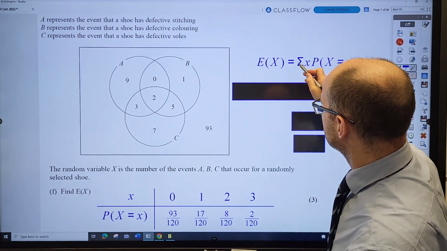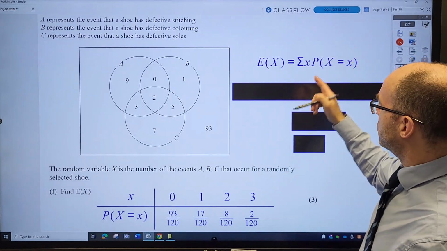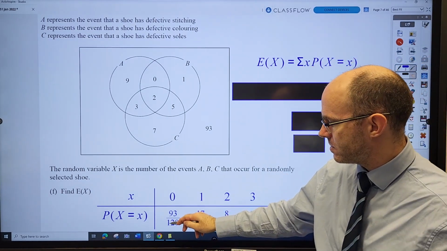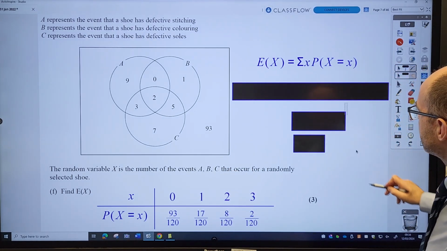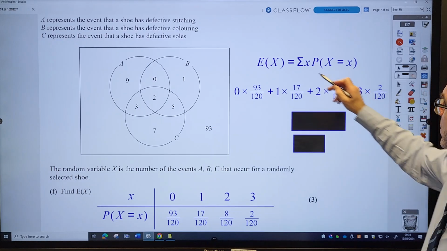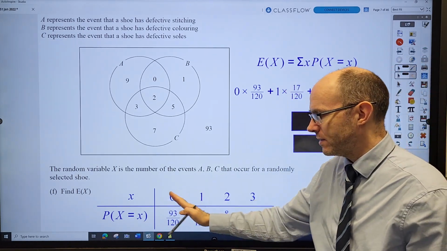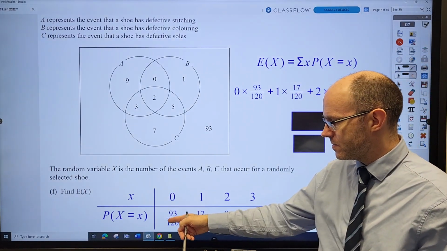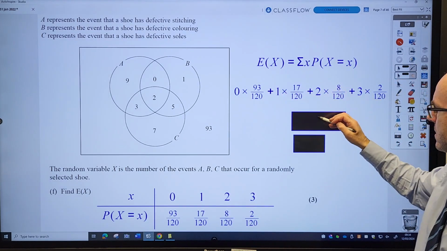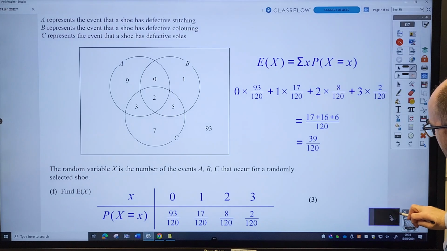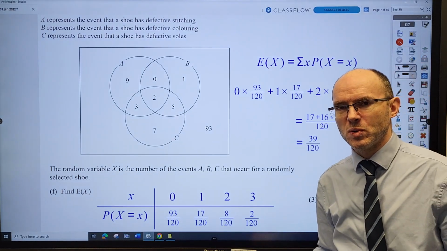Back to this. So to work out your expected value, you're going to do that times that, plus that times that, plus that times that, plus that times that. That's essentially what this formula means. The sigma means you add those together. You do a summation of that times that, plus that times that, plus that times that, and so on. So you just got to work out what that actually is. That turns out to be 39 out of 120. Okay? And that is it.